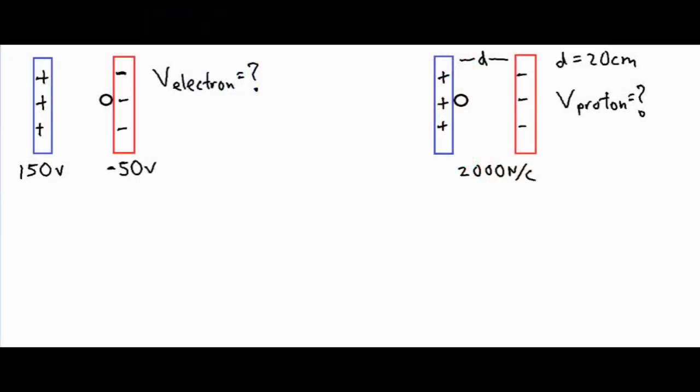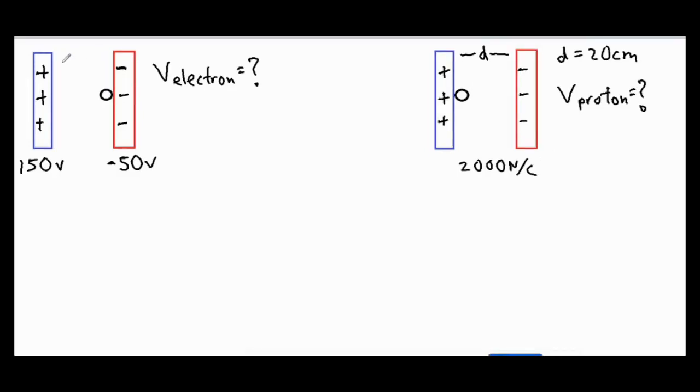In this video, we're going to be taking a look at a charged particle between charged plates. The first one, we're going to solve for the velocity of an electron between these two plates with their respective voltages. And for our second one, we're going to take a look at this one with the electric field and a separation distance, and we're going to do multiple different methods to solve for that velocity as well.